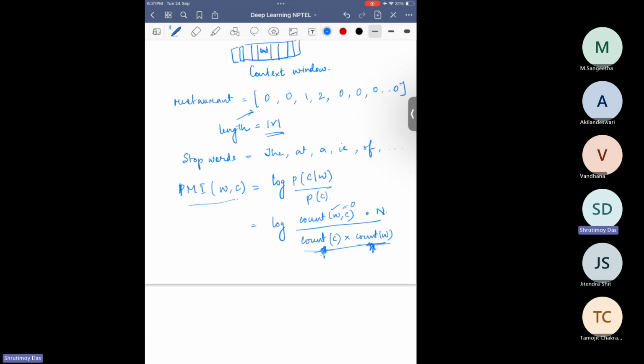Okay, and there is another point. Because this is a log, you can also get negative values. That is why there is an adaptation called positive PMI, which says if your PMI is positive, then keep it. If your PMI is negative, just set it to be zero.